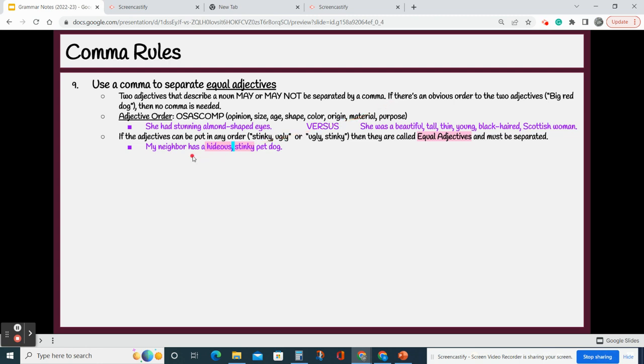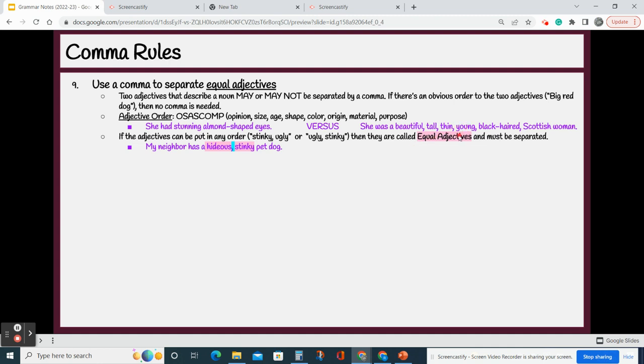But take a look at this one here. My neighbor has a hideous, stinky pet dog. If we can flip the order of these 2 adjectives, has a stinky, hideous pet dog, then yes, we should actually be separating these 2 adjectives with a comma because these are equal adjectives.